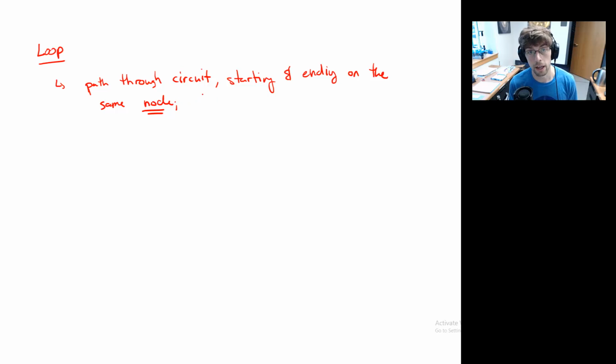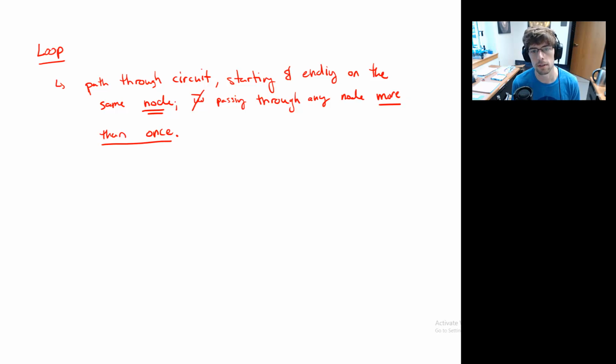And it has a very special thing though. Without double crossing, or without passing through any node more than once. And I'll highlight more than once. The idea being that you can go through a node either 0 times or 1 time, but no more than 1 time. So what that does is that prevents you from doubling back.